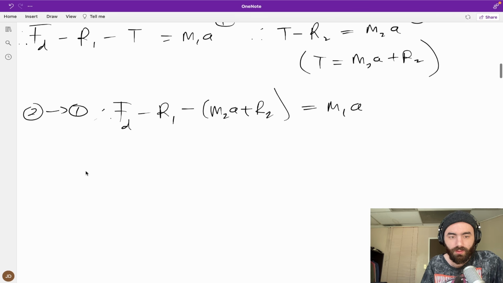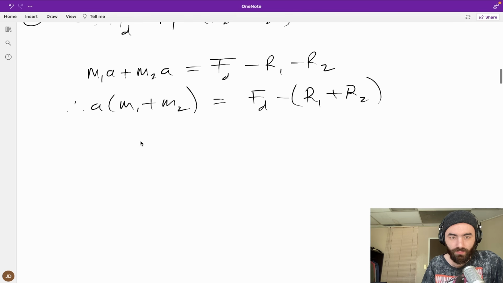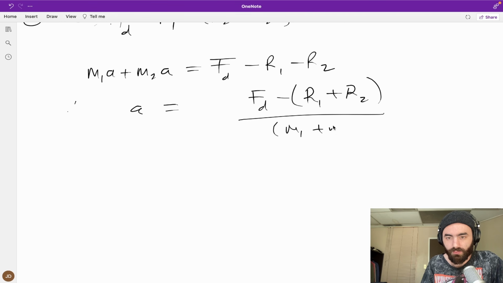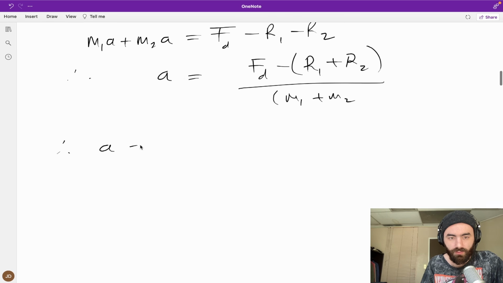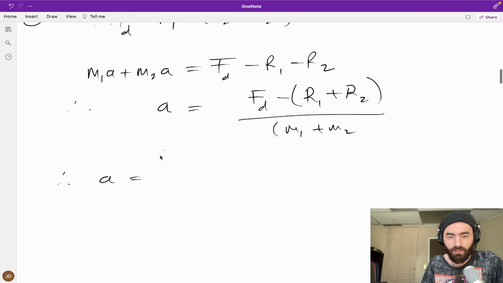So we get M1A plus M2A, taking this over, equals FD minus R1 minus R2. Or we get A times (M1 plus M2) equals FD minus R1 minus R2, just making it look neat. Divide through by M1 plus M2. Therefore the acceleration will be, well, FD we calculated was 560.